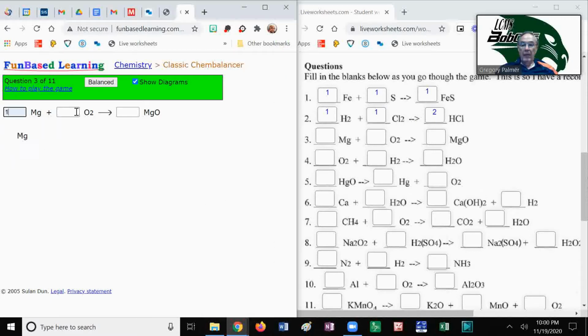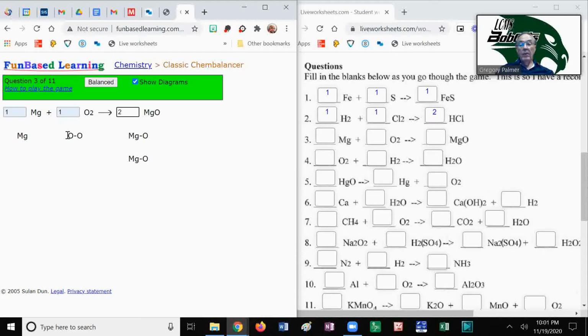Okay, so like I said, it helps if you put in the 1 coefficients for everything first. When we look over here, we have 1 magnesium, the diatomic oxygen, 2 oxygens, 1 magnesium, and an oxygen. So there's more oxygen on this side than on this side, so we've got to bump this coefficient up to 2. When we do that, on the product side, we have 2 oxygens, and now we have 2 magnesiums because we're making 2 of this whole magnesium oxide.